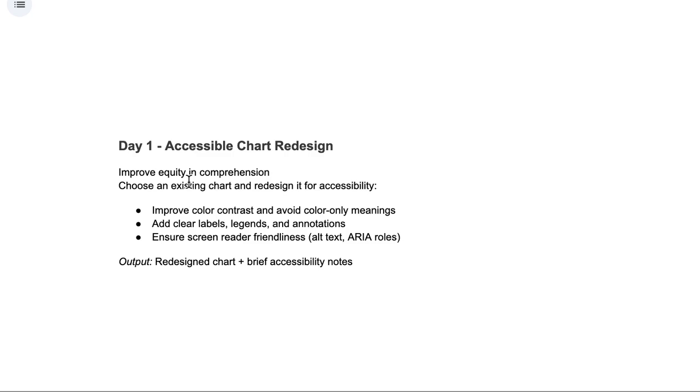Day 1, accessible chart redesign, improve equity and comprehension. So choose an existing chart, redesign it for accessibility: improve color contrast, avoid color-only meanings, add clear labels, legends, annotations, and ensure screen reader friendliness. So if you get into the development side of this, you might want to think about alt text and ARIA roles.